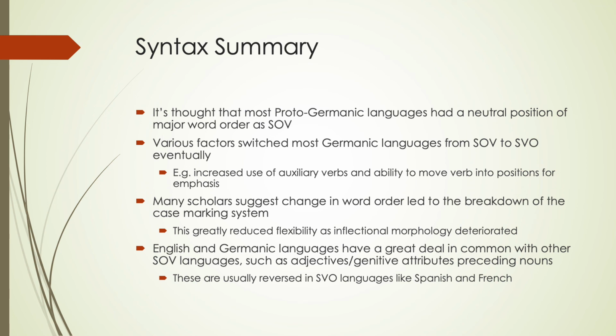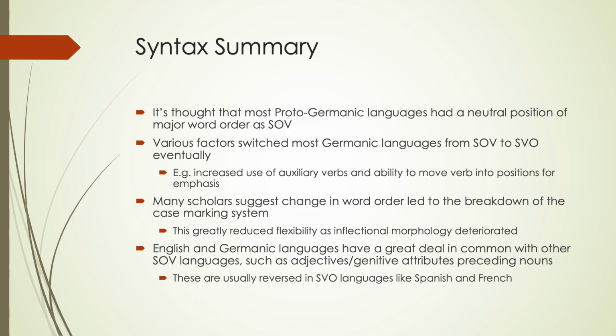A lot of scholars have suggested that this change in our word order from subject, object, verb into subject, verb, object helped lead to the breakdown of our case marking system and our other kinds of inflections that we saw. And it sort of reduced the flexibility of where we put things in a sentence as we lose that inflectional morphology. As the morphology becomes less distinct, as it becomes less useful, syntax has to sort of pick up the pace and hold the relationships more rigidly in the order that you're putting things in.